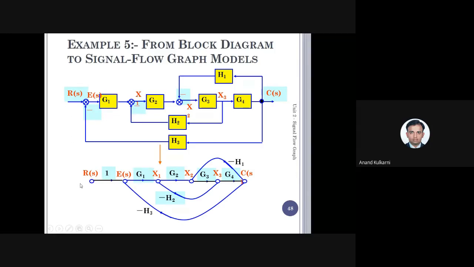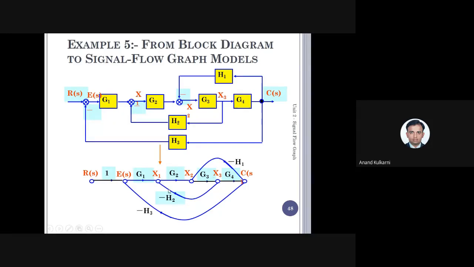The input is coming from R of S, then it comes to E of S, and then X1, X2, X3. From E of S to X1, it is connected by a line having a gain of G1. From X1 to X2, there is a line having a gain of G2. Then from X2 to X3, a gain of G3. G4 is the gain between X3 and C of S. And from C of S to X2, there is a feedback having minus H1.